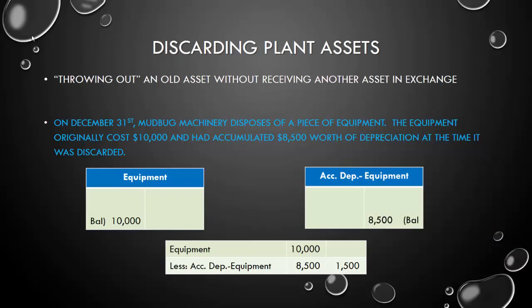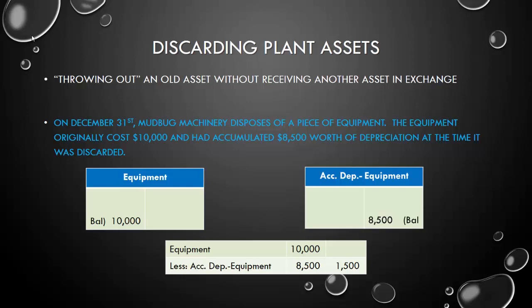Instead of having the asset be fully depreciated, let's say that asset has some kind of value and we decide just to throw it out. So on December 31st, Mudbug is going to dispose of a piece of equipment. Equipment cost $10,000, but now it's got accumulated depreciation of $8,500. Well, what do our books look like?